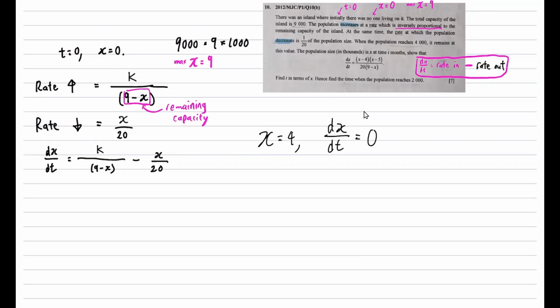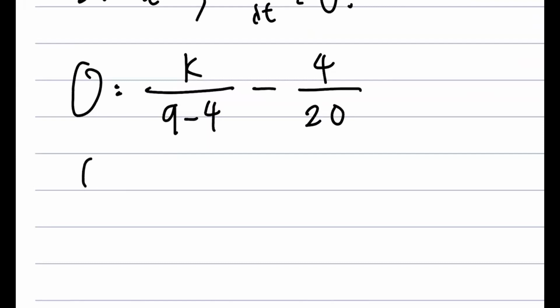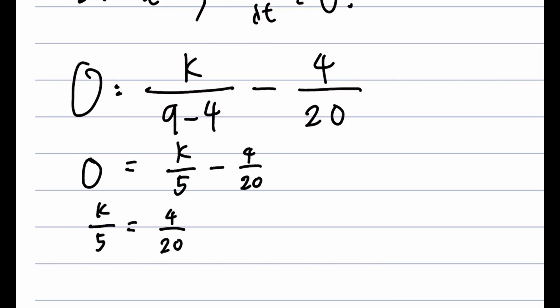Okay, good. So what that means is you can actually just sub x equals to 4, dx by dt equals to 0. Of course, you can just directly equate these two equations, make them equal. Then you get 0 equals k over 9 minus 4, minus 4 over 20. Okay, then now you want to solve for k. Let's go. So 0 equals k over 5 minus 4 over 20, which is the same as k over 5 equals to positive 4 over 20. So therefore, k equals to 4 over 20 times 5.